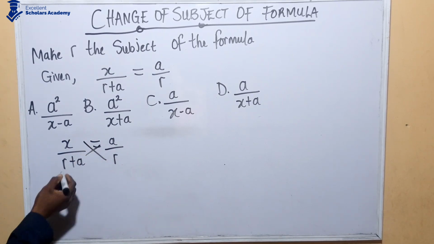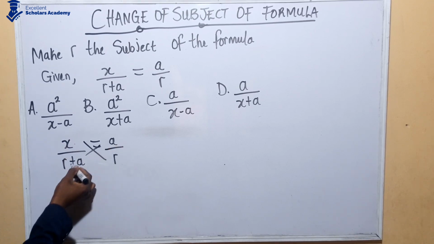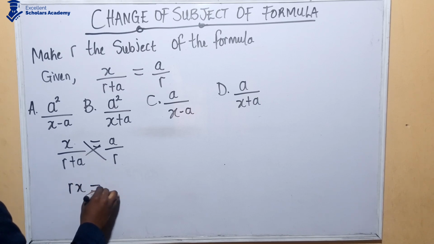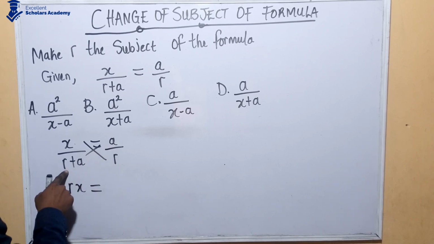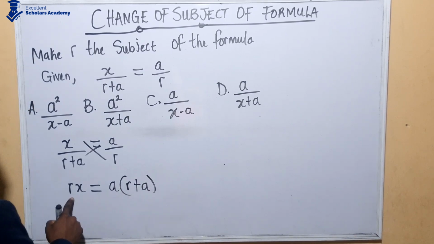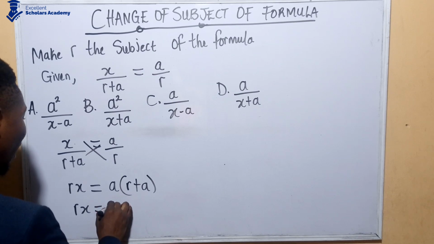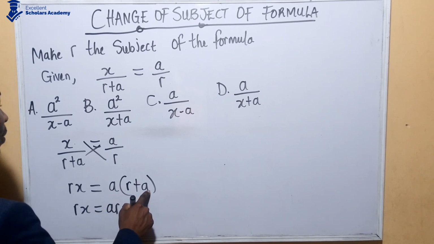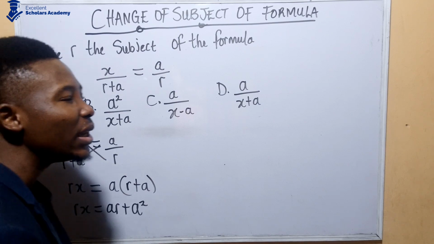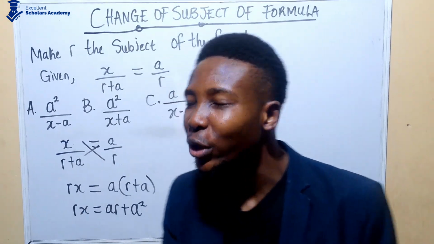What does cross multiply mean? Multiply this to this and multiply this to this. So X times R becomes Rx, is equal to A times R plus A. A multiplies the whole of R plus A. So you have Rx is equal to A times R gives us AR, plus A times A gives us A squared.